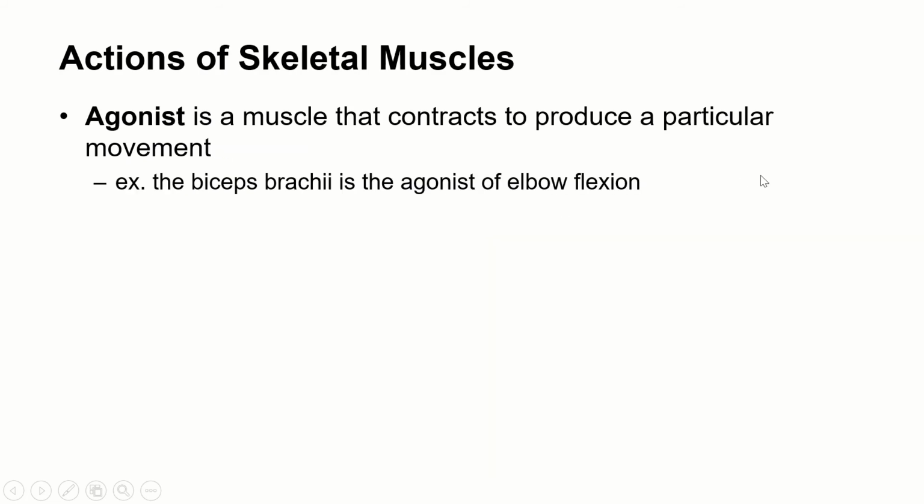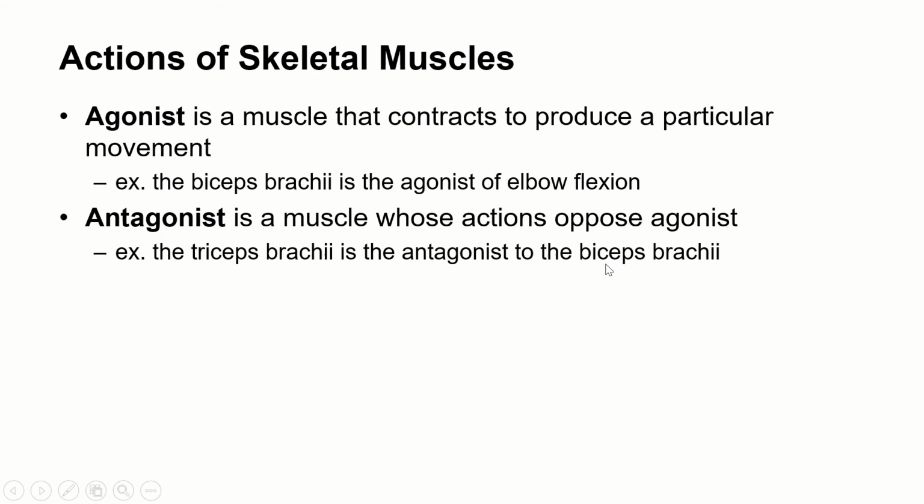Now, a couple of terms that we need when we're learning about the muscles. The first is agonist. An agonist is the main muscle that does a particular motion. So the biceps brachii muscle is the agonist of elbow flexion, especially when your hand is supinated. So it's the main muscle that bends your arm at the elbow. That's the agonist. The antagonist is a muscle that works against the agonist.